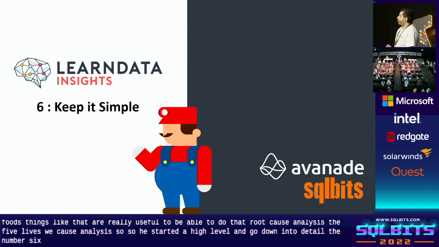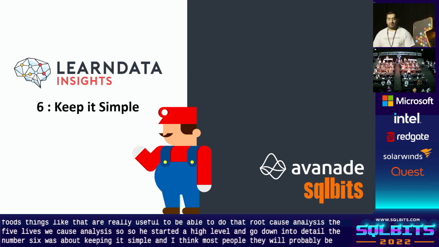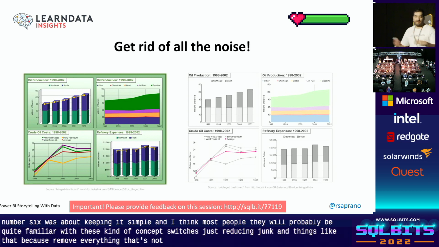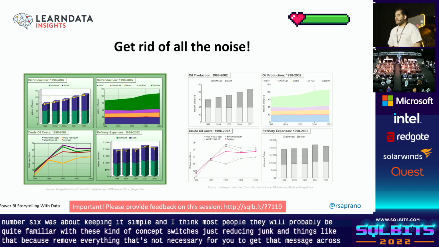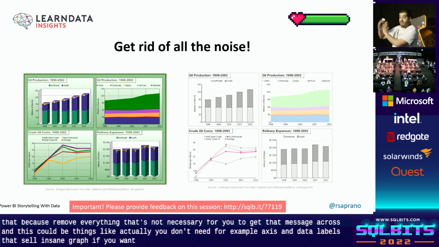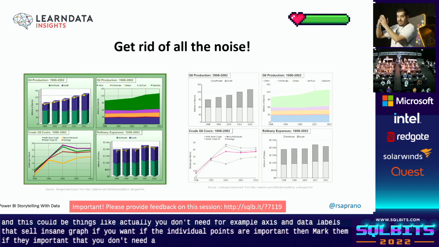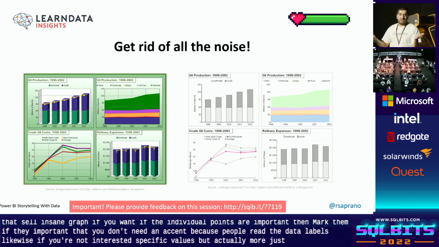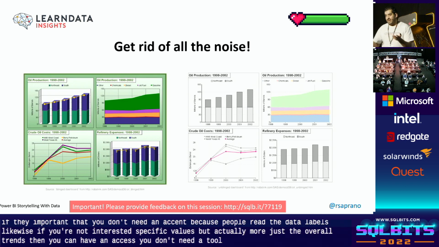So number 6 was about keeping it simple. I think most people here will be quite familiar with these kinds of concepts, which is just reducing junk, removing everything that's not necessary to get the message across. For example, you don't necessarily need axes and data labels on the same graph. If the individual points are important, then mark them, and you don't need an axis because people read the data labels. Likewise, if you're interested in the overall trend rather than specific values, then you can have an axis and not need as many data labels.